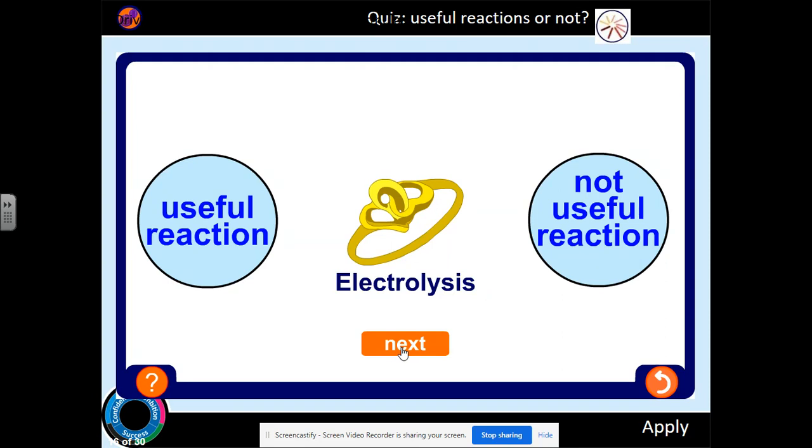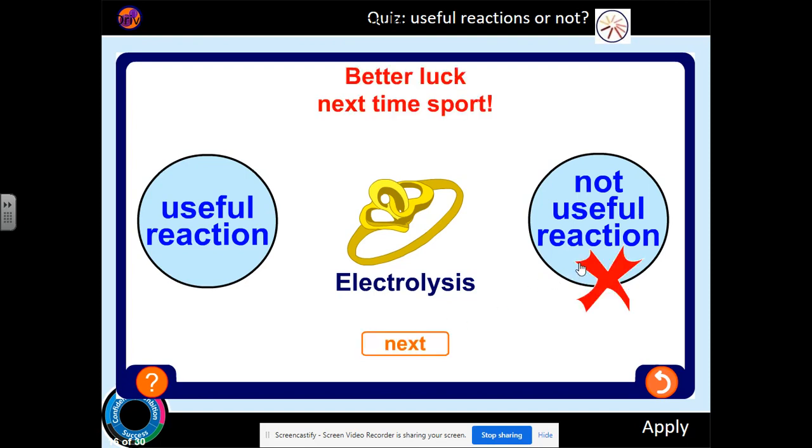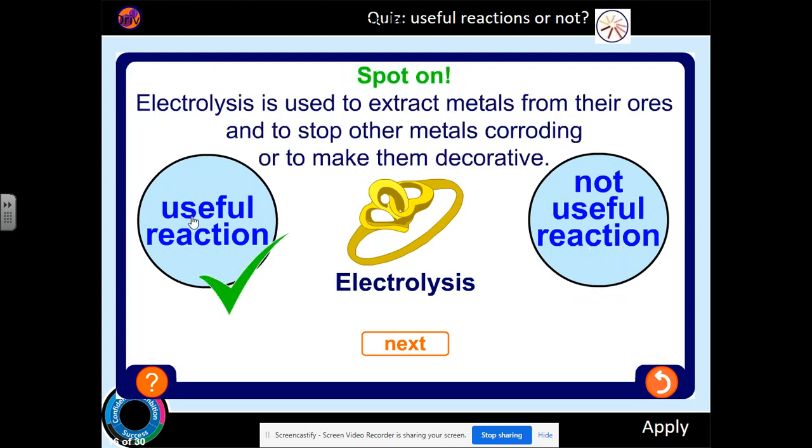Electrolysis. Is this process useful? Let's go to not useful. Ooh, better luck next time. Spot on. Electrolysis is used to extract metals from their ores and to stop other metals corroding or to make them decorative. So the little fancy earrings, bracelets, chains that you're wearing, yes, without electrolysis, they wouldn't be possible. Remember that.